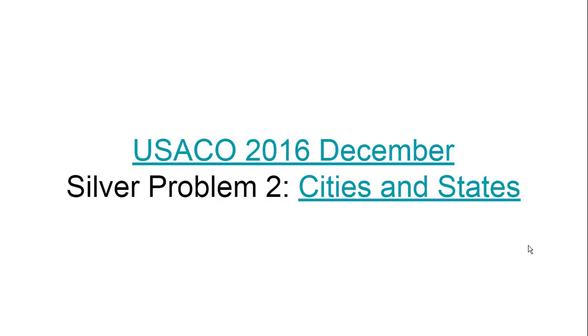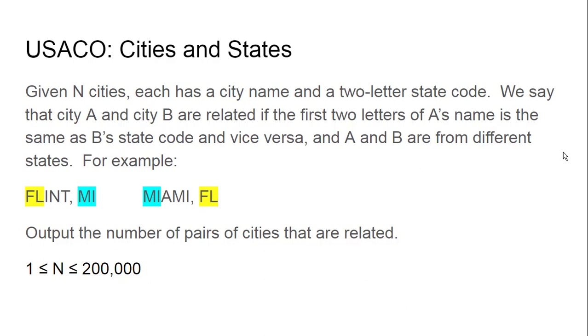Let's look at the next example problem. This is a USACO problem called Cities and States. So we are given n cities. Each one has a name and a two-letter state code.